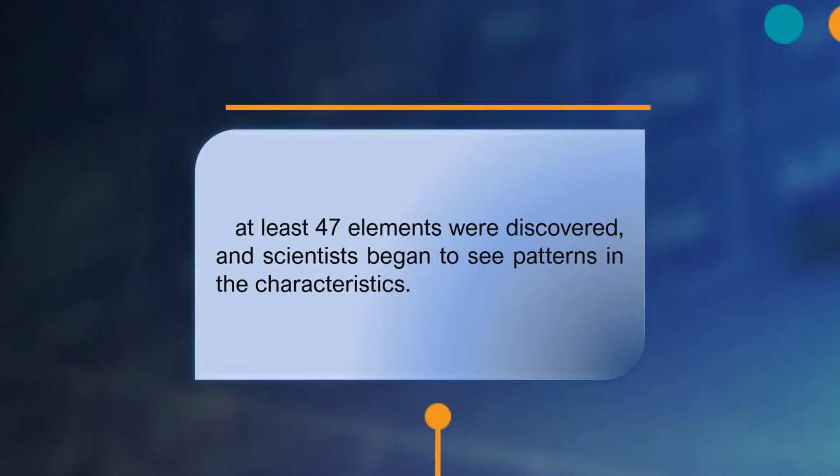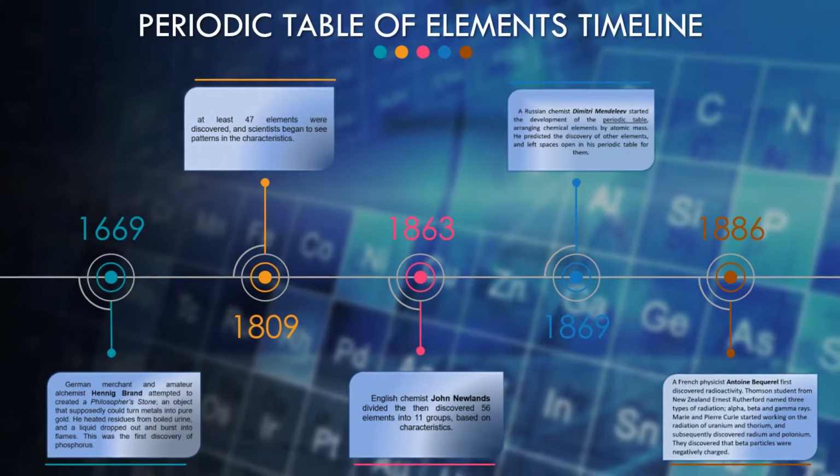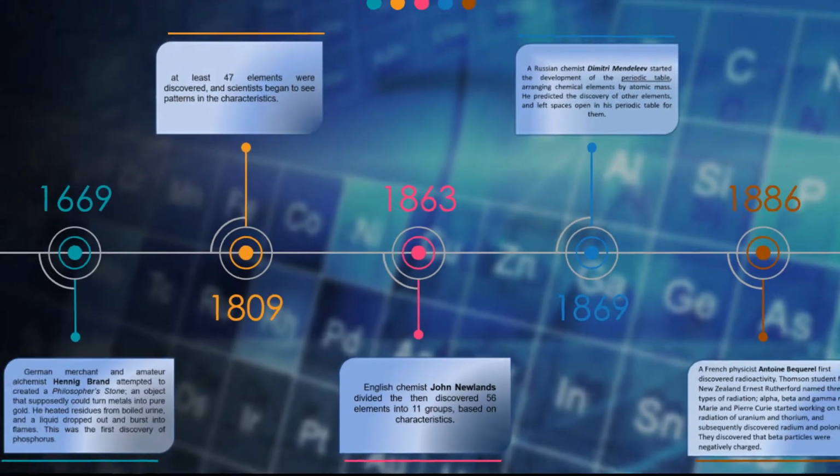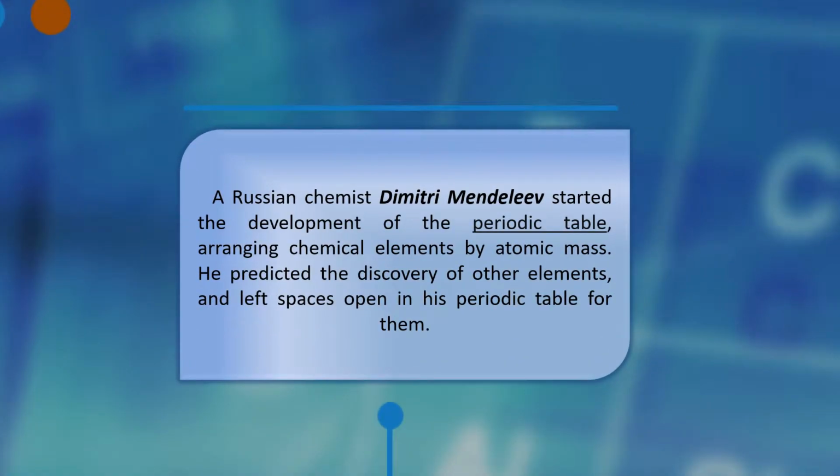In the year 1809, at least 47 elements were discovered and scientists began to see patterns in the characteristics. In 1863, English chemist John Newlands divided the then-discovered 56 elements into 11 groups based on characteristics. In 1869, Russian chemist Dmitri Mendeleev started the development of the periodic table, arranging chemical elements by atomic mass, and he predicted the discovery of other elements and left spaces open in the periodic table for them.